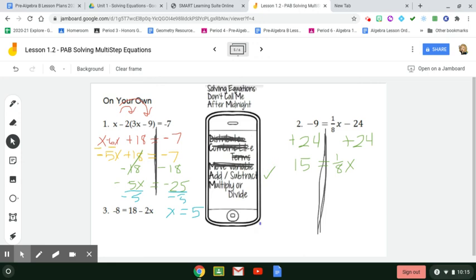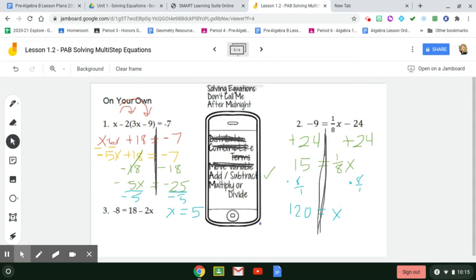All right, and then my next step, I need to get rid of that 1/8 through multiplication or division. So I could say divide both sides by 1/8, or remember that means the same thing as multiplying by the reciprocal, which is multiplying by 8/1. All right, so whenever you do that, 15 times 8 will give you 120 for your answer for x.